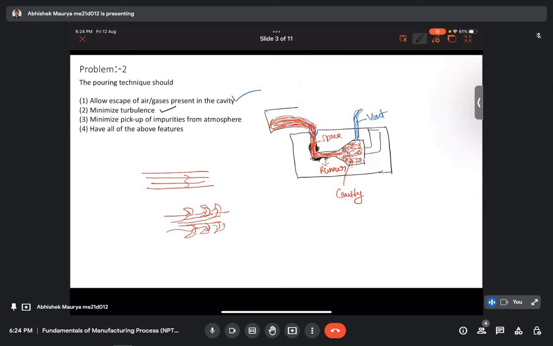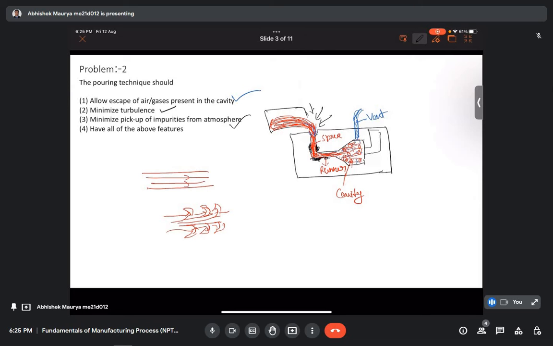Let's see the third option: minimize pickup of impurities from atmosphere. Yes, it is correct. We have discussed many times, we always want as few impurities as possible. So we always try to pour the metal in a very minimum amount of time, so that atmospheric gases won't come into contact with the molten metal, because they will try to dissolve inside it and finally remain as an impurity inside the casting. So our effort is to minimize the time of contact between atmospheric gases and molten metal. So the third option is also correct.